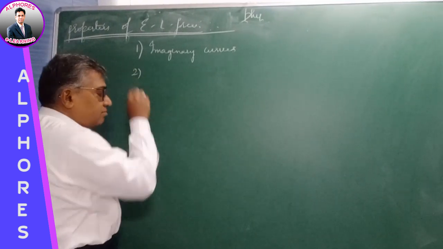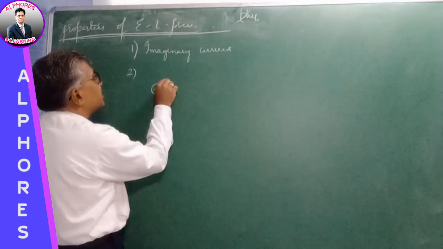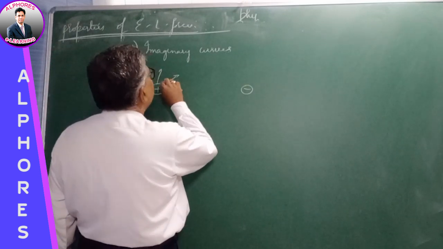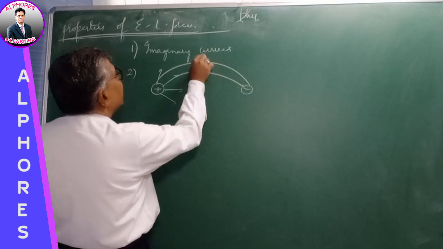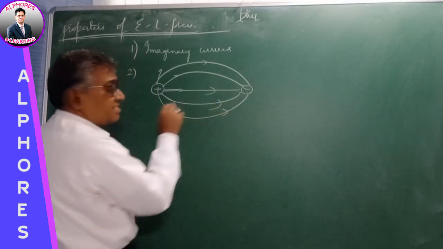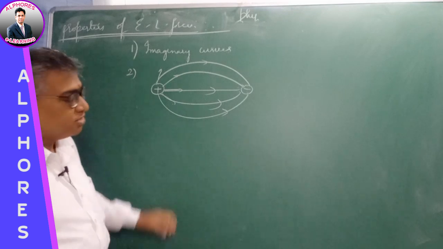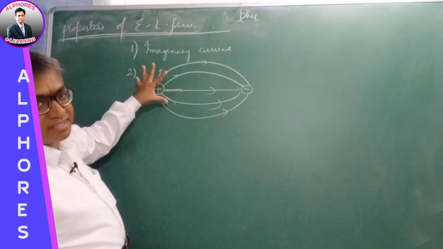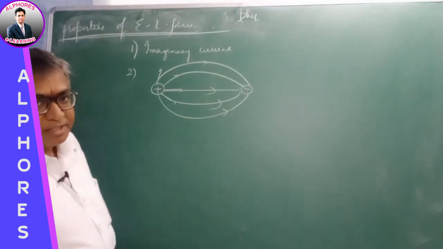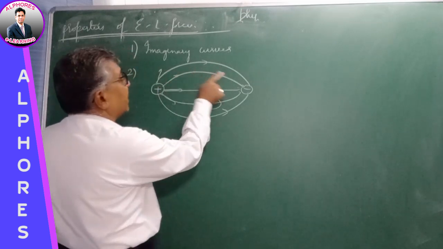Second, electric lines of force originate from the positive charge. They come out from the positive charge and they end up at the negative charge. They diverge from the positive charge and they converge to the negative charge. From the positive charge, they move apart. They diverge. To the negative charge, they converge. They come closer, right? Start here, end up here.